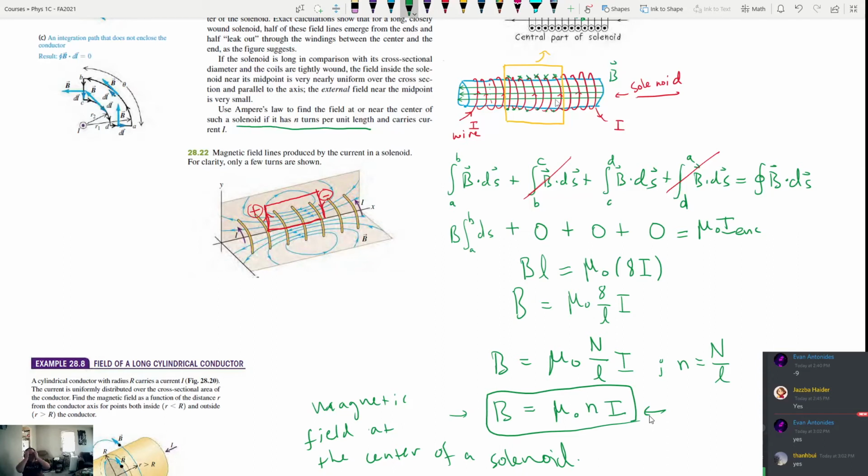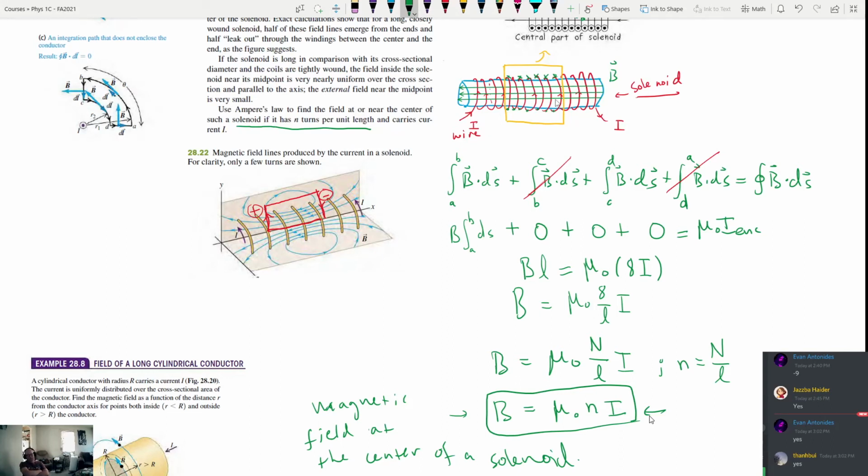You take mu naught, you multiply by n, and you multiply by I. This tells you that you can make a bigger magnetic field by increasing the number of turns per unit length, which means that the biggest magnetic field you're going to get is when you wrap a whole bunch of wires very tightly in one region, and maybe even just keep wrapping the wires over and over again on the same object.